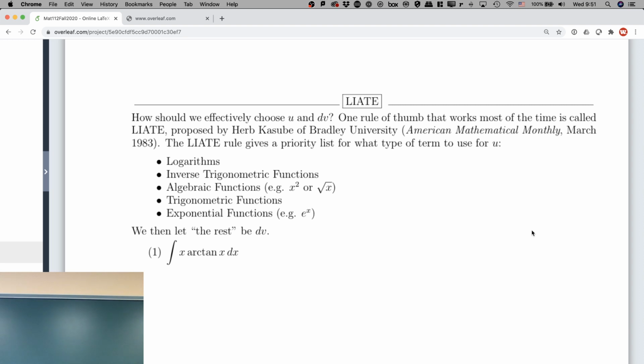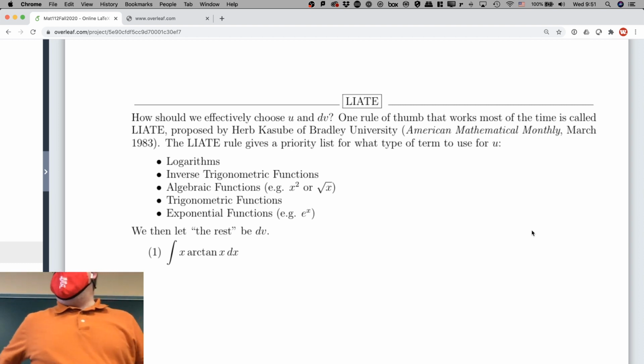So like arcsine's derivative is 1 over the square root of 1 minus x squared, right? So there's a square root there. That means it's not technically rational, but it's sort of almost rational, okay? In particular, though, there's no trig function left. So we choose the logarithm and the inverse trig functions to be higher on our priority list for u, to try to simplify things as much as possible and save the easy stuff for the hard step, which is the dv to v step.